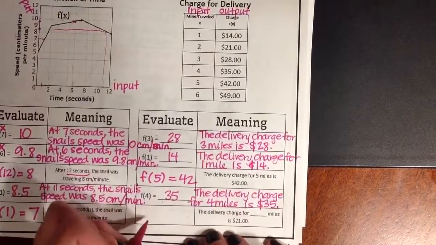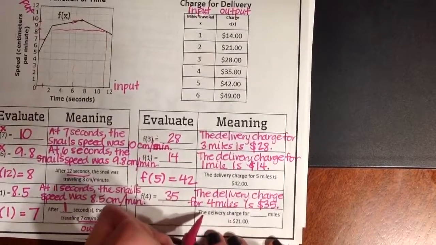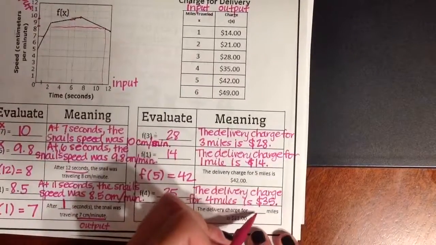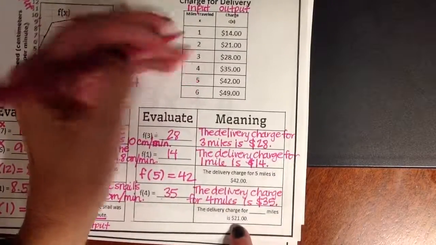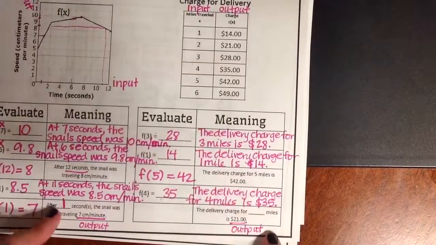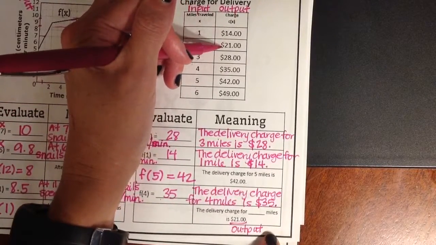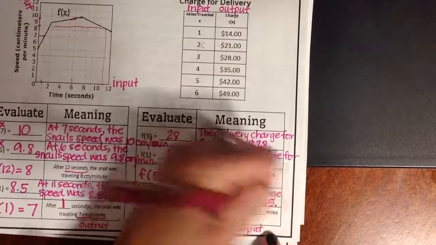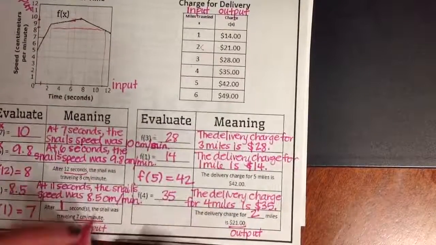So we don't have function notation, which means we're going to have to write it, but they had to have given us the meaning. And here's our meaning. The delivery charge for blank miles is $21. Okay, they didn't tell me the number of miles, so they did not give me my input. They gave me my output value. It's the cost. It's my output, just like on the last example from the table. So I have to now go to my output column and look for $21. There it is, and now I can see what that input value is, and it's 2. So the delivery charge for 2 miles is $21, and now I want to write that using function notation.